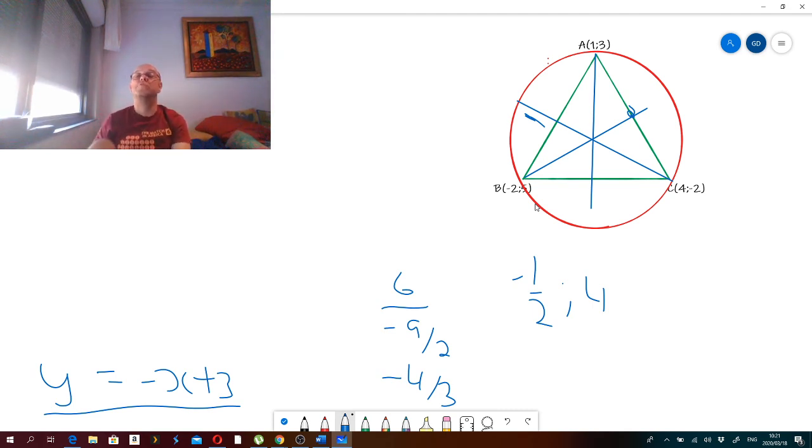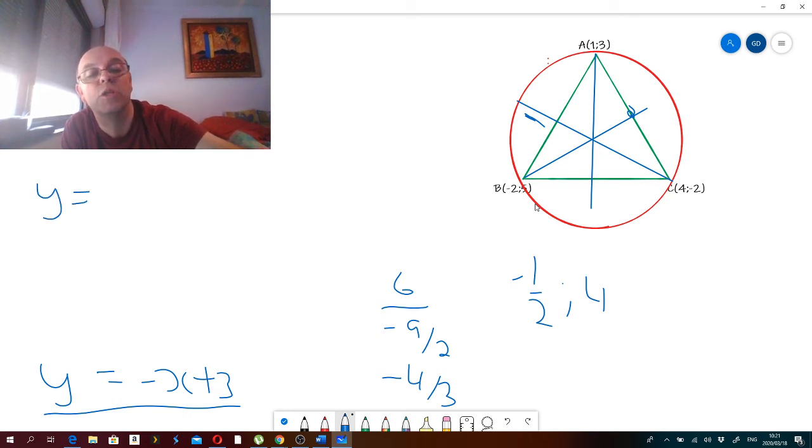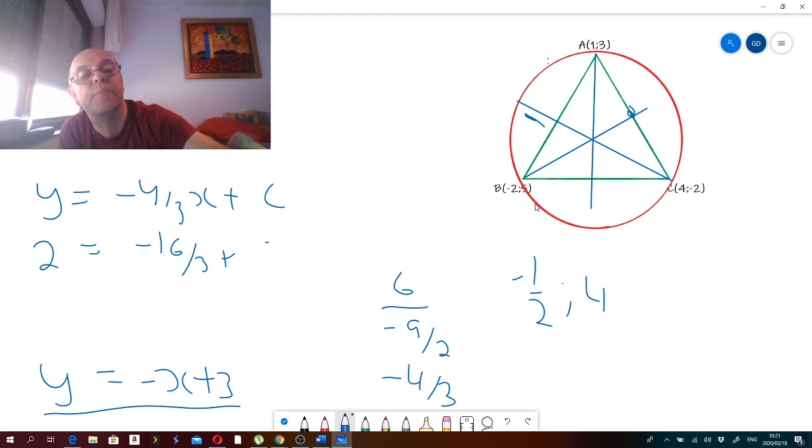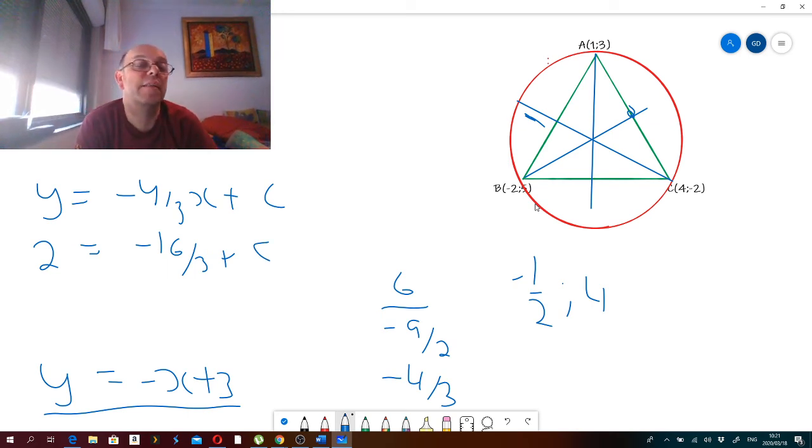Let's put in the point, which is 4, 2. And so again, we're going to start with y is equal to, I'm just going to put the gradient in, minus 4 over 3x plus c. And we put in the point: 2 is equal to minus 4 over 3 times 4, which is minus 16 over 3, plus c. So if I take that over, I'm going to get 6 over 3 plus 16 over 3, which is 22 over 3. There's my c.